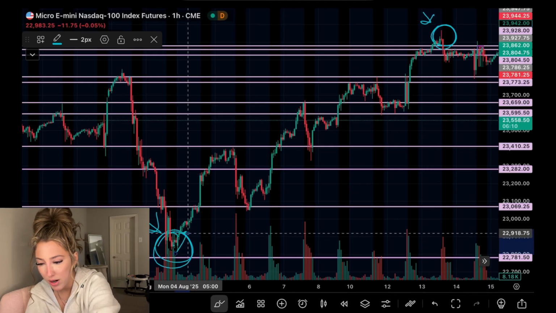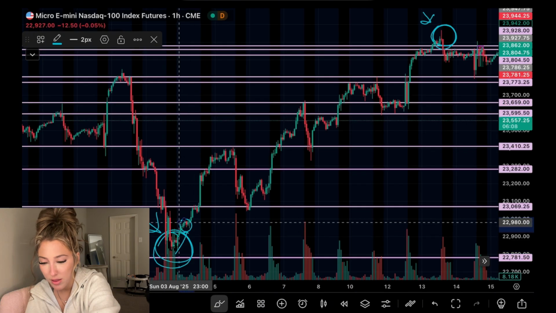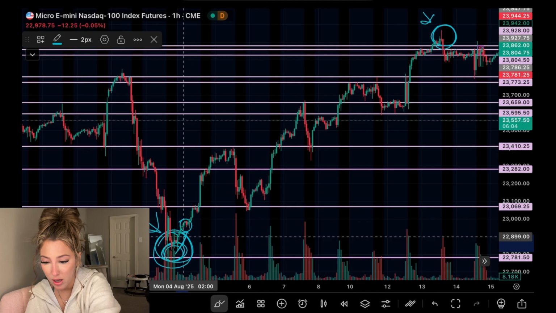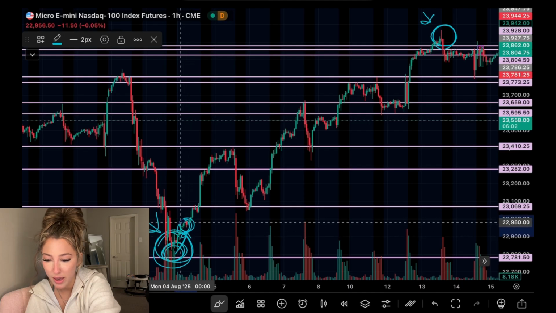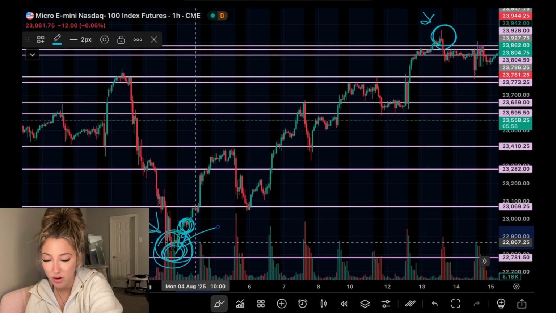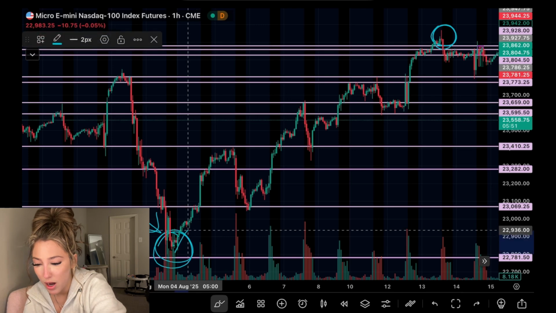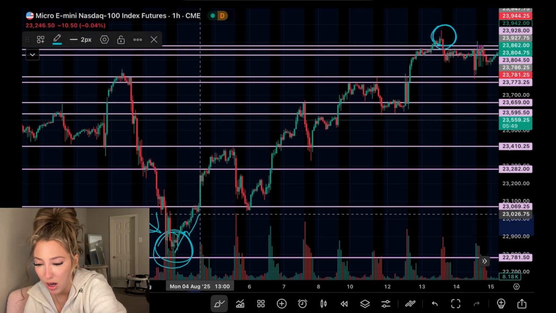You see this little red right here? This is the first low. And this little red candle is the second low. And this second low is higher than this first low. Does that make sense, chat? So we go higher low, higher low.